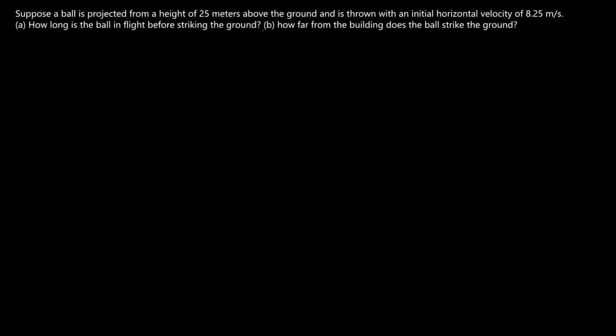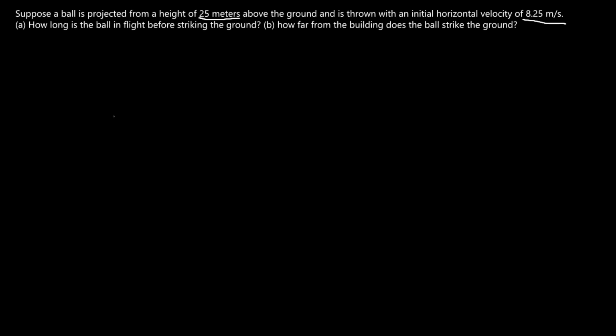Suppose a ball is projected from a height of 25 meters above the ground and is thrown with an initial horizontal velocity of 82.5 meters per second. A. How long is the ball in flight before striking the ground? And B. How far from the building does the ball strike the ground? Let's first solve question A.